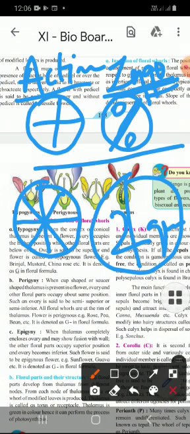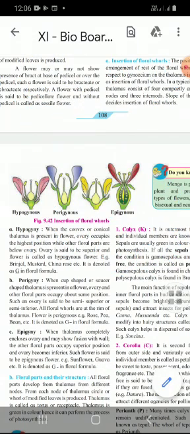I have one more video that's talking about the flower. So let's watch that first before I continue with the arrangement, insertion of floral whorls. I want you to have a look at this flower. This is the flower of the Datura.